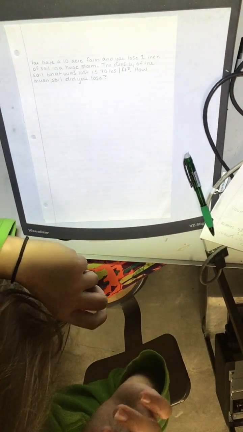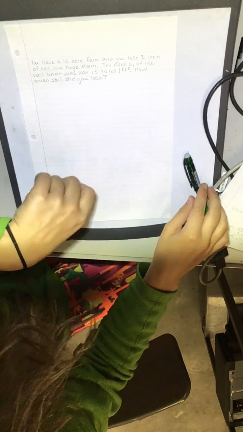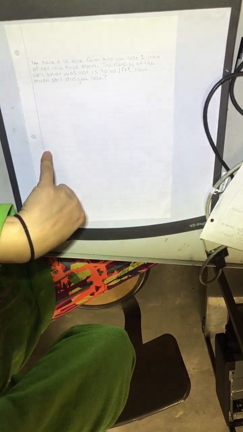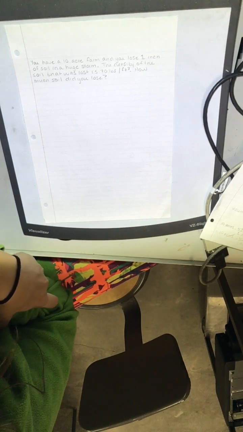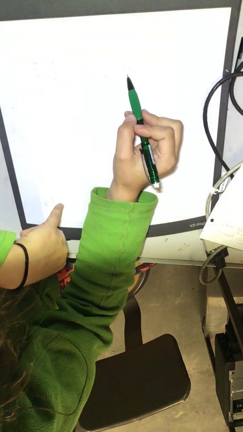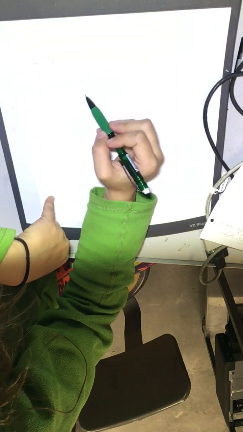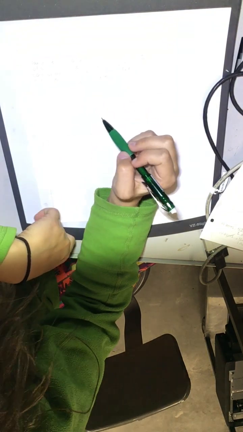All right, I hope you guys can read that. So the question is, you have a 10-acre farm and you lose 1 inch of soil in a huge storm. The density of the soil that was lost is 70 pounds per cubic foot. How much soil did you lose?